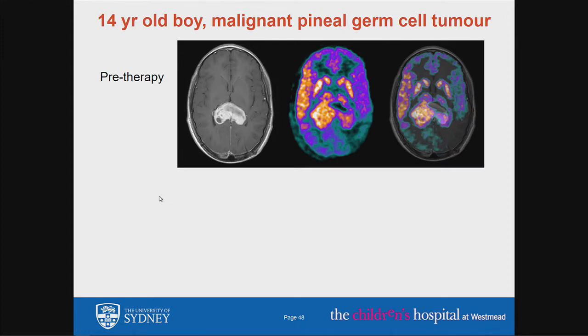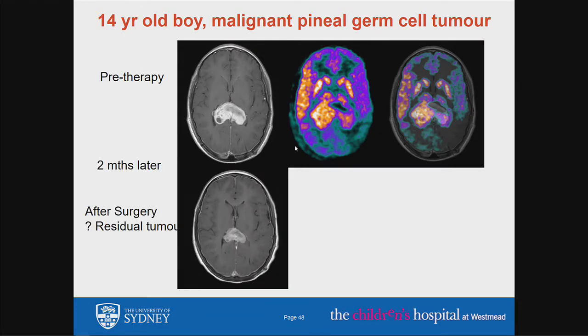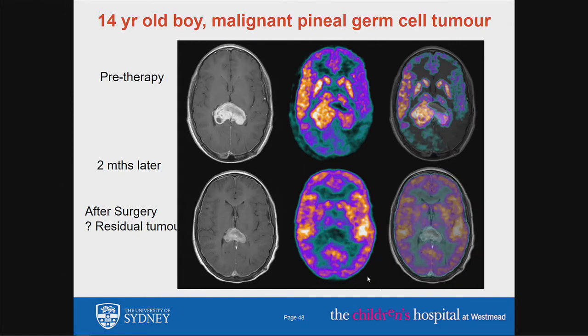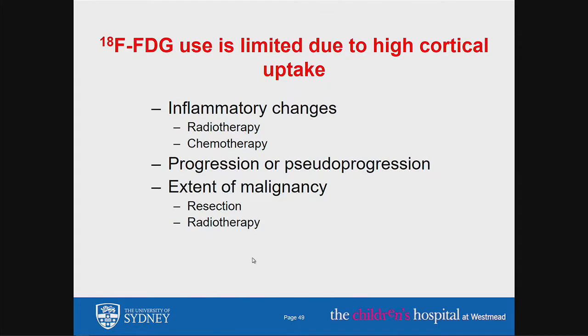Some examples. This is a boy with a malignant pineal germ cell tumour, pre-therapy, evaluated with FDG PET, showing that the enhancing tumour mass showed very avid FDG uptake. After surgery, the question was, does this represent residual tumour or is it post-therapy effect? And with the aid of co-registration, it becomes clear that that area of enhancement on the MR really doesn't show FDG accumulation above white matter, negative, and this most likely represents post-therapy effect.